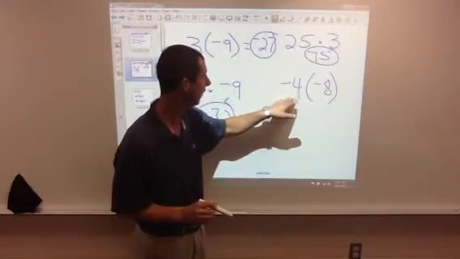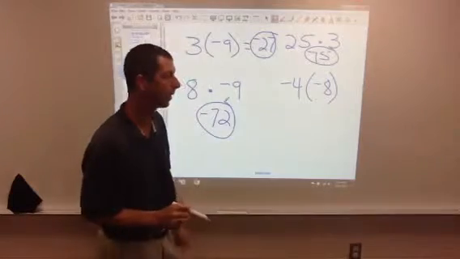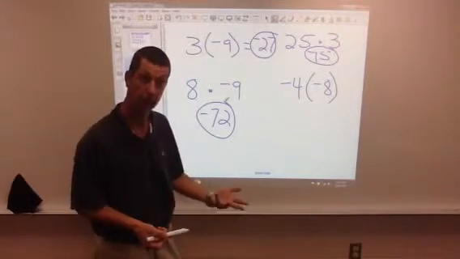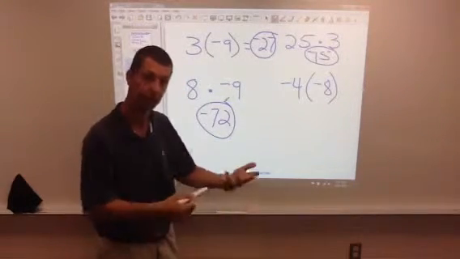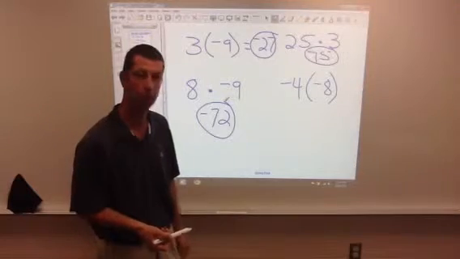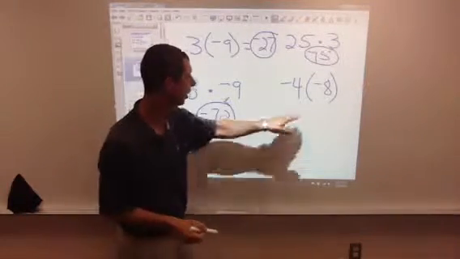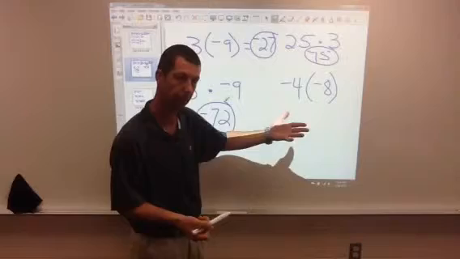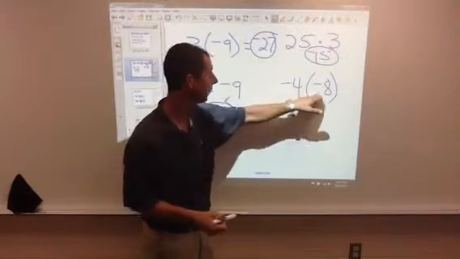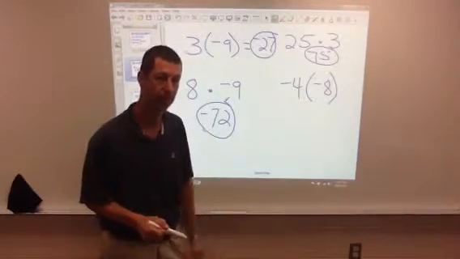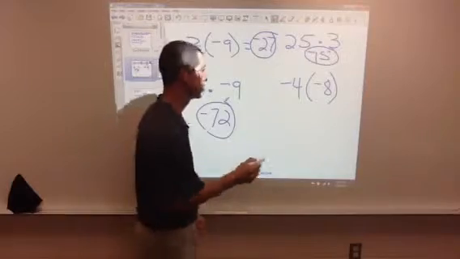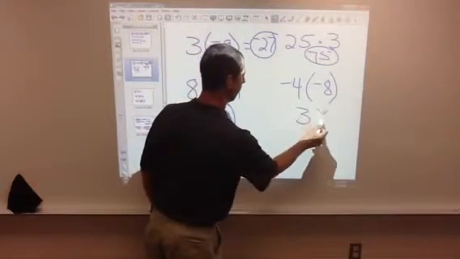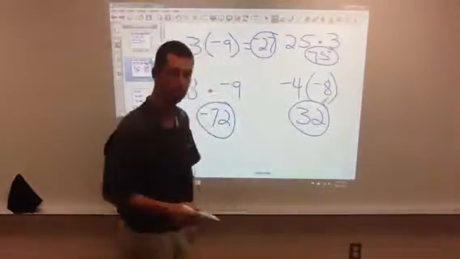Now over here, written a little bit differently, we have negative 4 times negative 8. 2 negatives. 2 is an even number in this case, so think of it that way. It's going to be a positive answer. Or if you want to remember the other rule, a negative times a negative is going to give you a positive answer. So this ends up being positive 32.